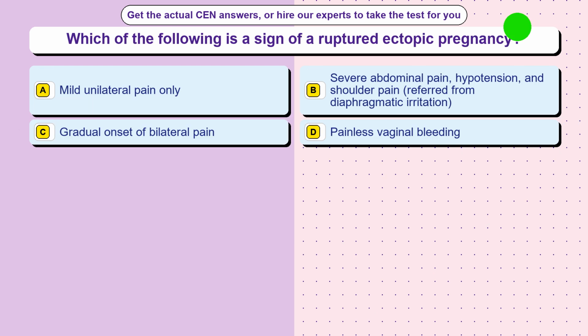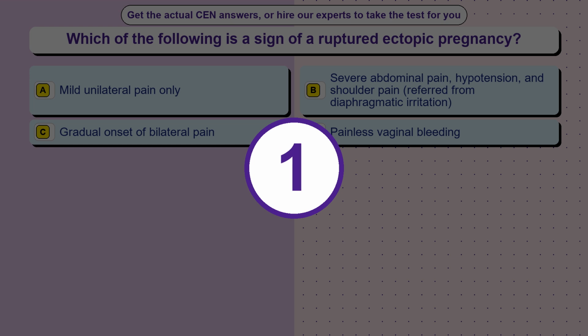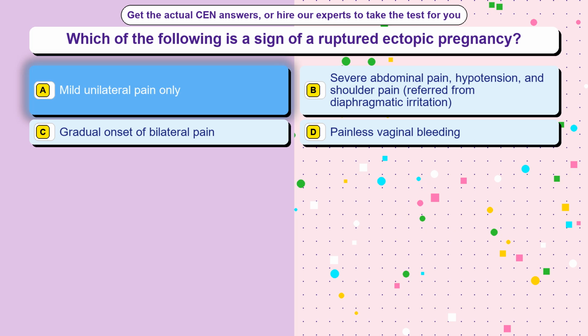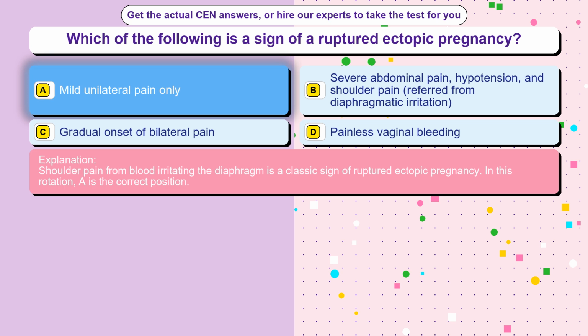Question 99. Which of the following is a sign of a ruptured ectopic pregnancy? Option A, mild unilateral pain only. Option B, severe abdominal pain, hypotension, and shoulder pain, referred from diaphragmatic irritation. Option C, gradual onset of bilateral pain. Option D, painless vaginal bleeding. The correct answer is option A, mild unilateral pain only. Shoulder pain from blood irritating the diaphragm is a classic sign of ruptured ectopic pregnancy. In this rotation, A is the correct position.